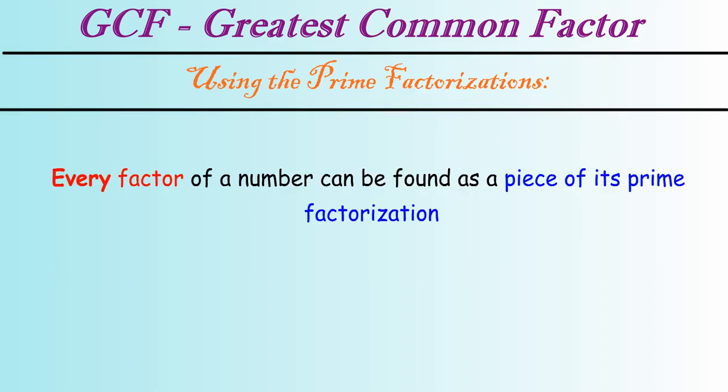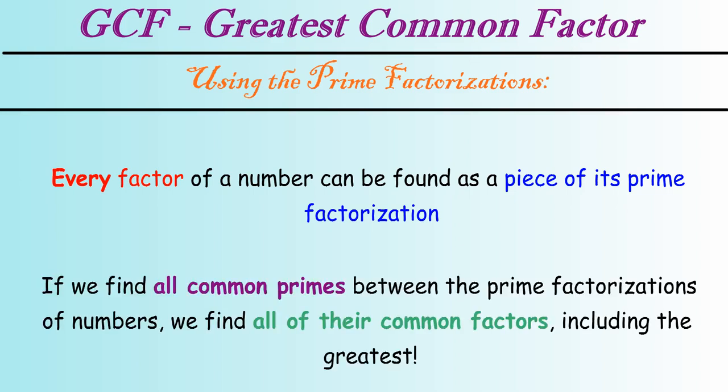And if the prime factorization contains every factor, if every factor of a number can be found as a piece of its prime factorization, then if we know the prime factorizations of 2 numbers, we can just compare those prime factorizations and find every common prime that we have. Not only can we find all of their common factors by collecting all of the common primes, the things that they have that are the same, if we put all of them together, we create the greatest possible common factor.